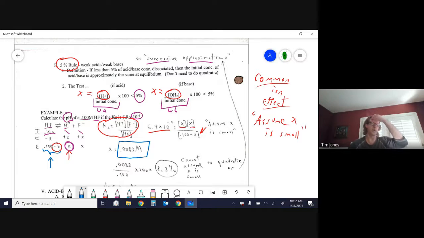So the question now is, is X within, or less than, that 5%? So you take the 0.0083 and divide by the initial concentration, in other words, the concentration that we assumed X wouldn't affect. This one over here. I put it here. Turns out this one is 8.3%. In this case, you'd have to go back and fix it. This is not within the 5% rule.